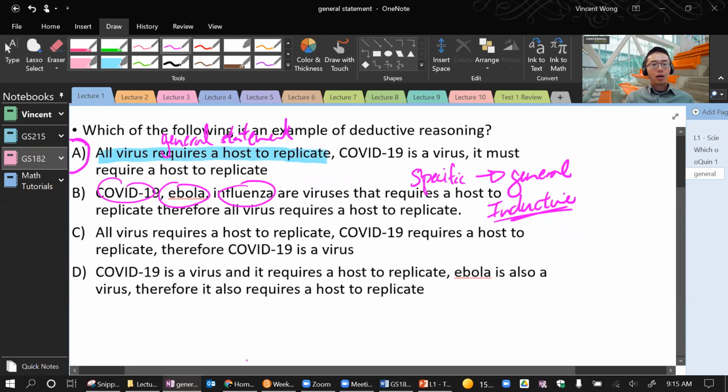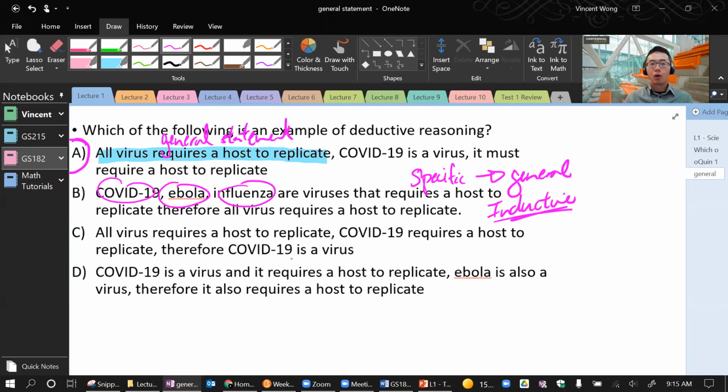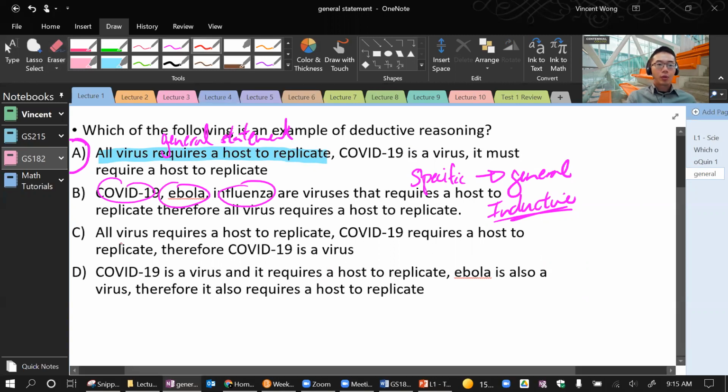Next one. All viruses require a host to replicate. COVID-19 requires a host to replicate. Therefore, COVID-19 is a virus. At first glance, this sounds a lot like deductive reasoning. But if you break it down and think about it using another analogy, then you will see that the logic is flawed here. So let me replace the word virus with birds. So I'll say all birds have wings.